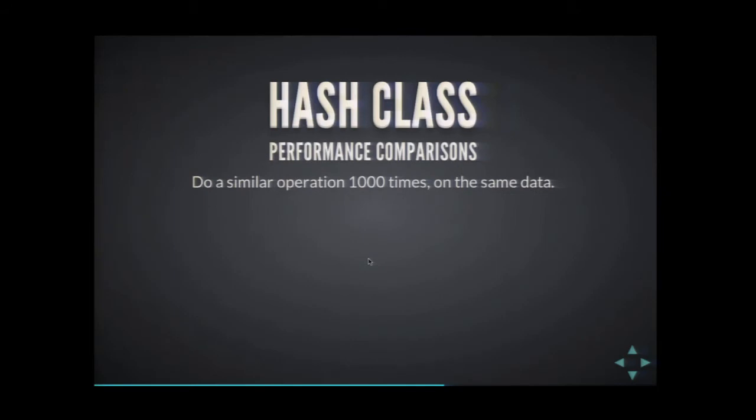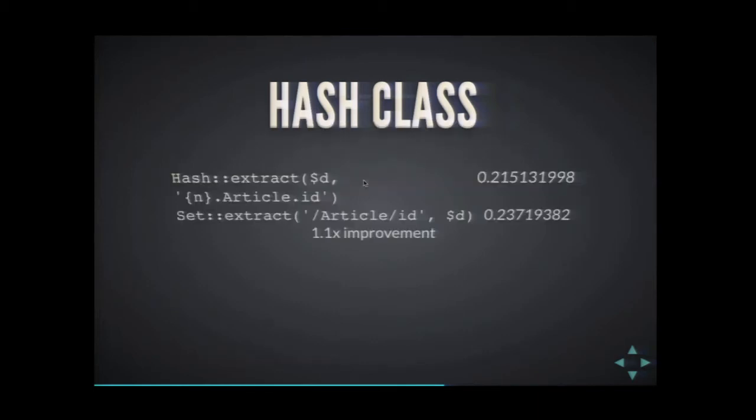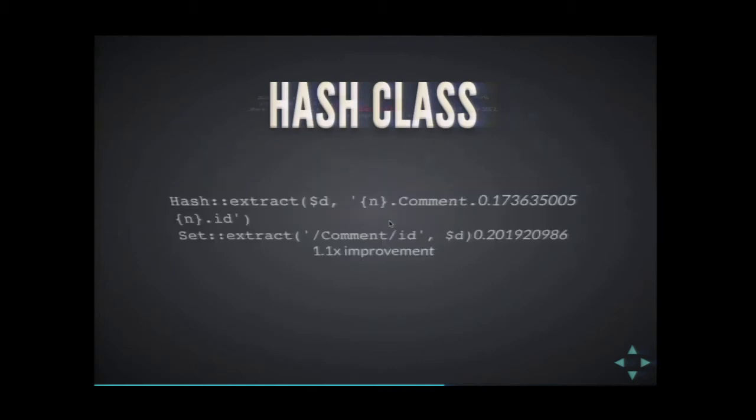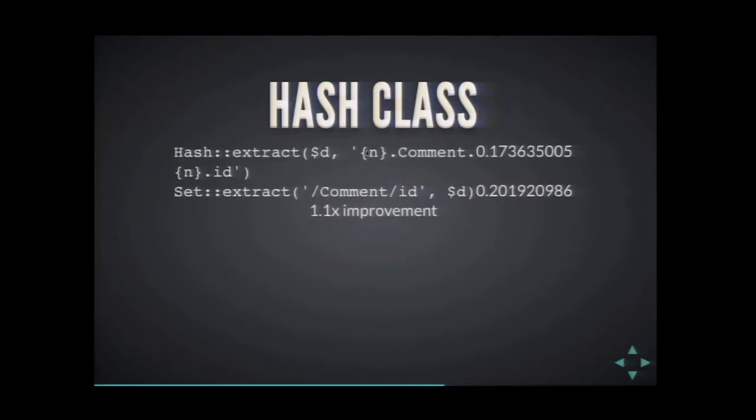So I did some little quick benchmarks. You can always fabricate your own benchmarks to prove your own point, but I did mine. So I took the same data and did the same operation, the equivalent operation, 1,000 times, and did some timings. So if we do Hash extract for the article ID, and then we do Set extract for the same path, it works out to be 1.1 times faster. So that's pretty good. And then we do a more complicated one, which is this path, kind of wrapped funny. It also turned out to be 1.1 times faster.